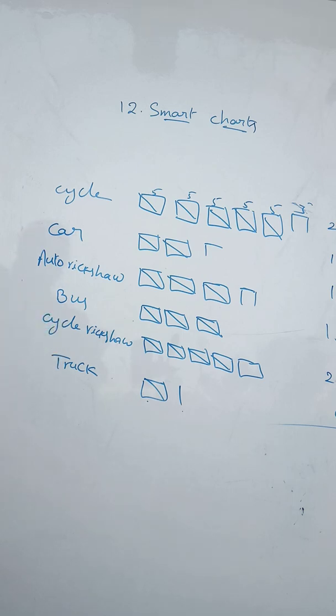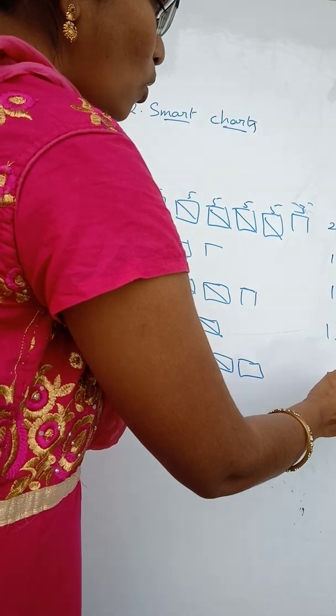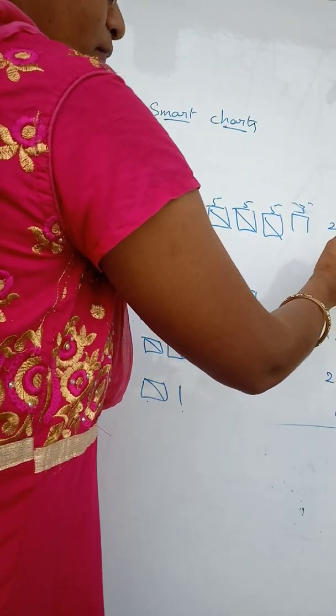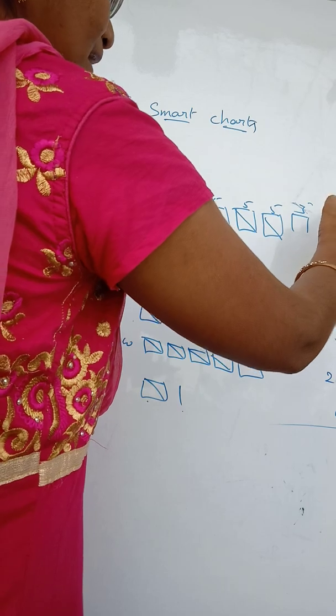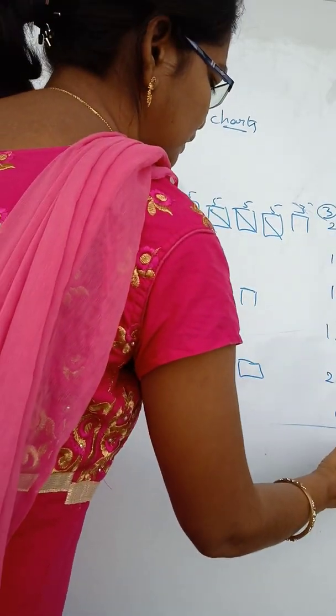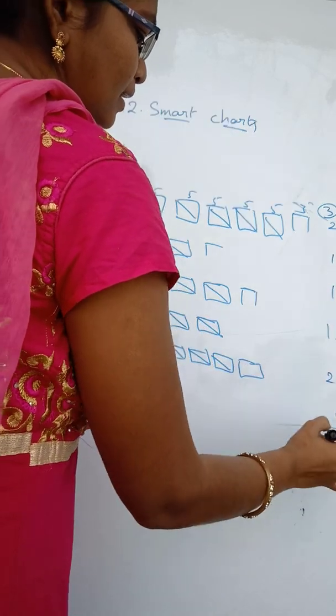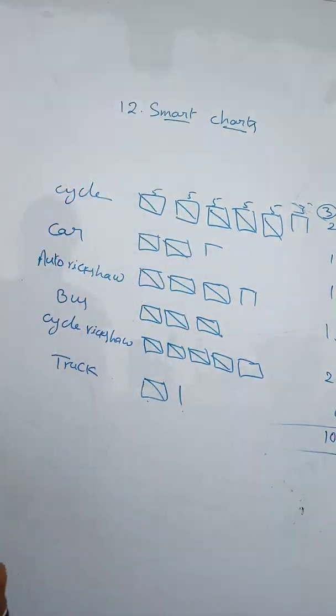How many vehicles we have? These tally marks and the numbers also. Total how many vehicles we have? 6 plus 4, 10, 10 plus 5, 15, 15 plus 10, 25, 25 plus 8, 33. Then 3 plus 2, 5, 6, 7, 8 and 10. Total 103 vehicles we have.